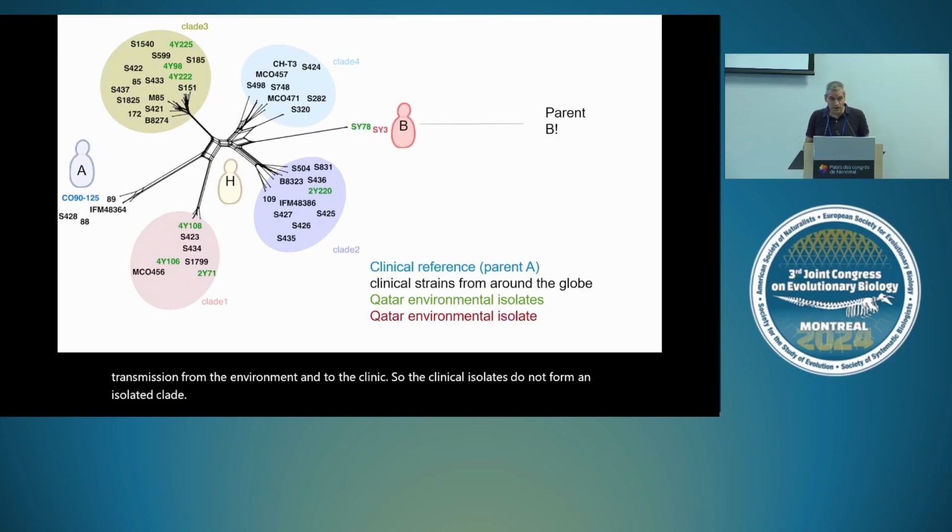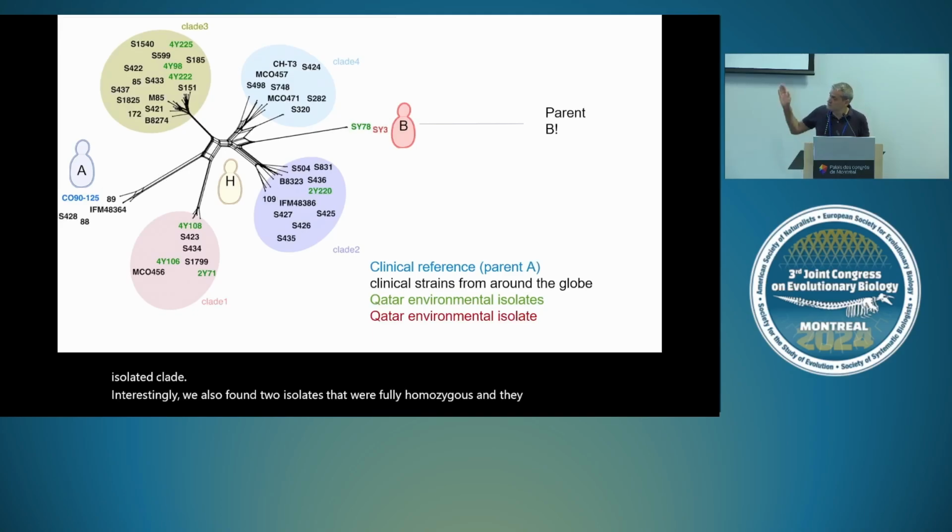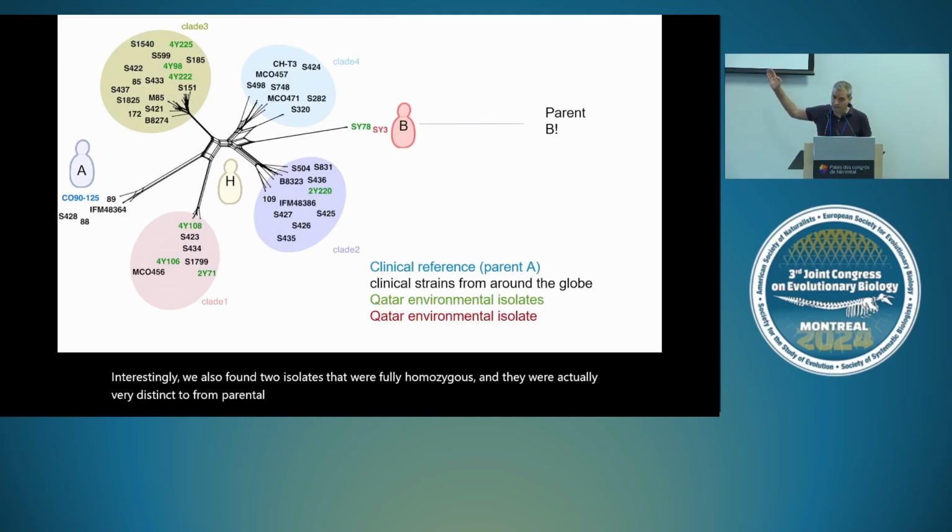Interestingly, we also found 2 isolates that were fully homozygous, and they were very distinct from parental A, suggesting that we actually fished out parental B. So now we have the complete picture of the 2 parental species and the hybrids they form.